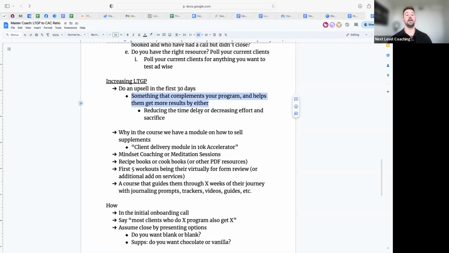So what exactly does that mean? Reducing the time to result would be giving somebody an extra service, for example, that will help them figure out this problem quicker so that they get this result faster. Decreasing effort and sacrifice is usually taking things off their plate. So if they're a really busy individual, maybe it's an additional add-on service where you're the individual who's going to the meal prep company, typing in exactly what they need, so they don't have to do that. You use their card and press the button for them, and boom, they have their meal prep at their door. That's decreasing effort and sacrifice.